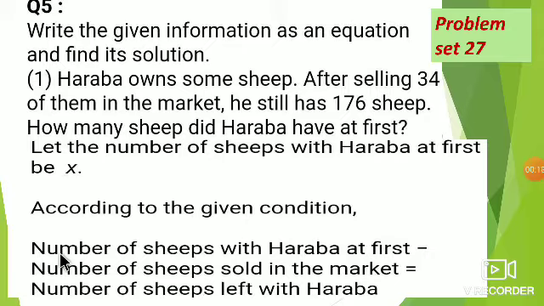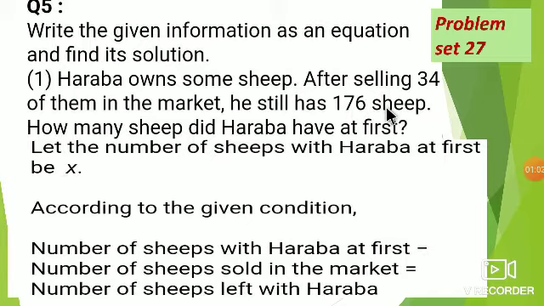First one: Harba owns some sheep. After selling 34 of them in the market, he still has 176 sheep. How many sheep did Harba have at first? Harba owns some sheep, meaning the number is not given. From that, he sold 34 sheep in the market. So whatever sheep Harba had, from that he sold 34 and he still has 176 sheep.